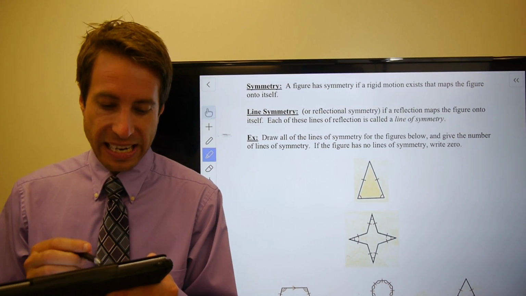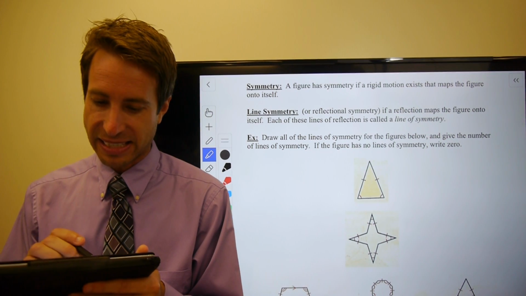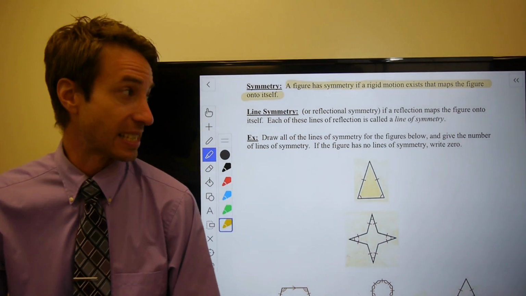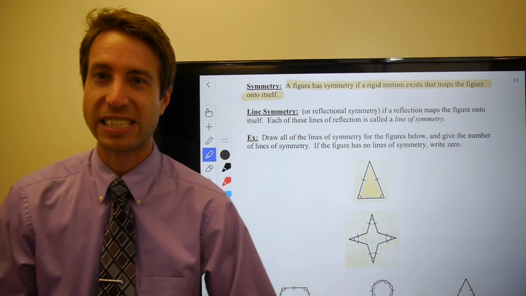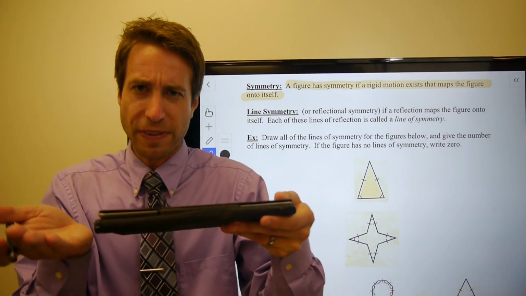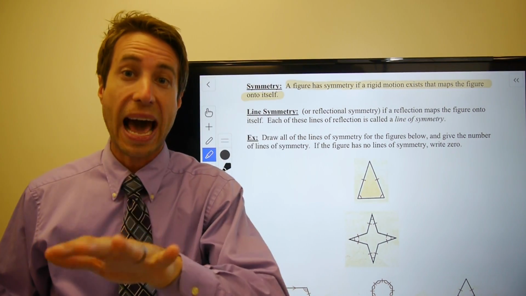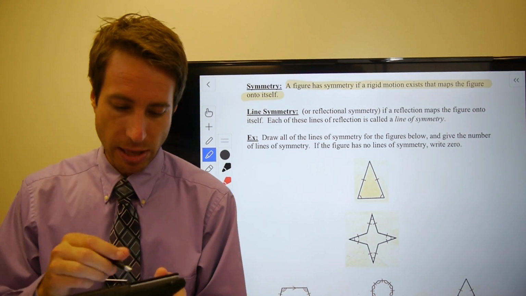First of all, a line of symmetry is simply this. A figure has symmetry if a rigid motion exists that maps the figure onto itself. It's as simple as this. Think of taking your figure, your object, and folding it in half. Do the two halves lie directly on top of each other?